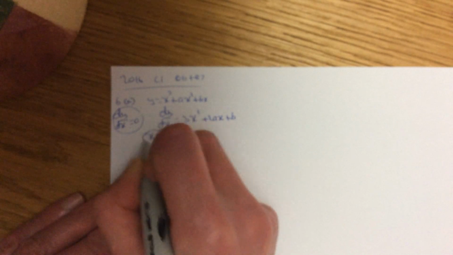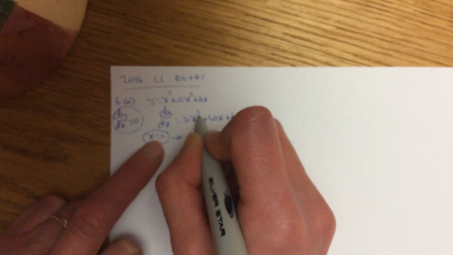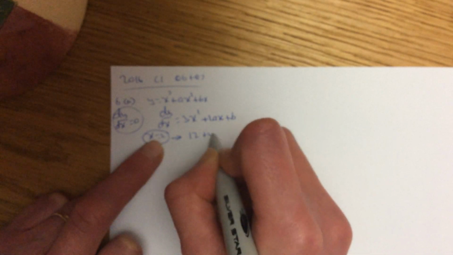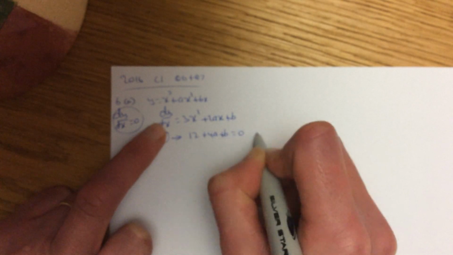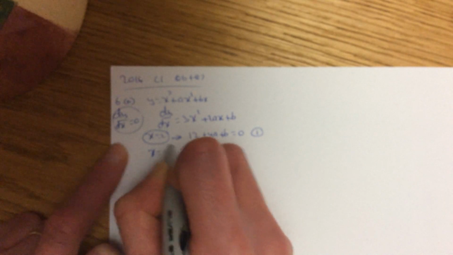You're told that x equals 2. So if I put 2 into this, 2 squared is 4 times 3, 2 times 2 is 4a plus b. So when x is 2, your dy by dx equals 0. Call that equation 1. So x is minus 4 over 3.